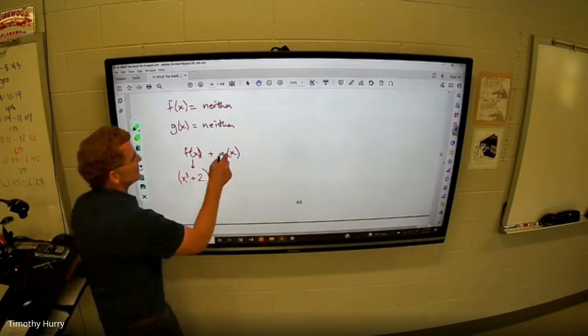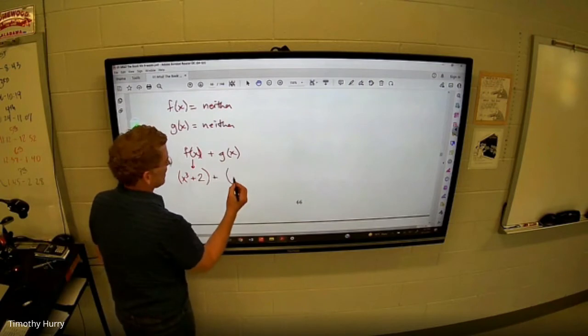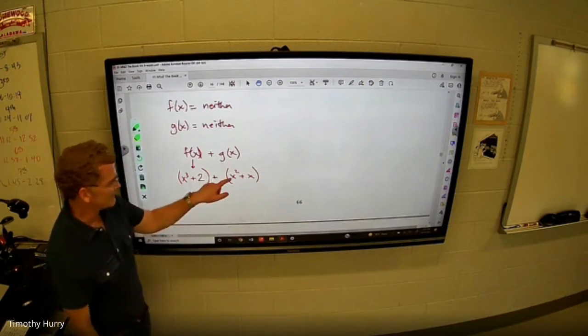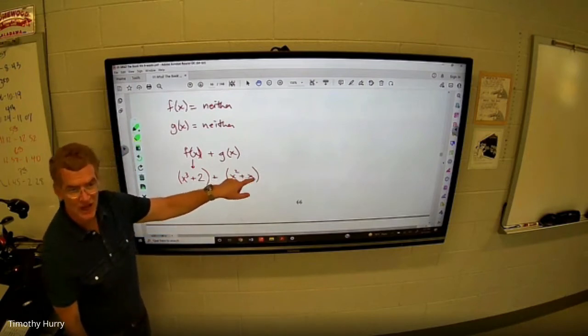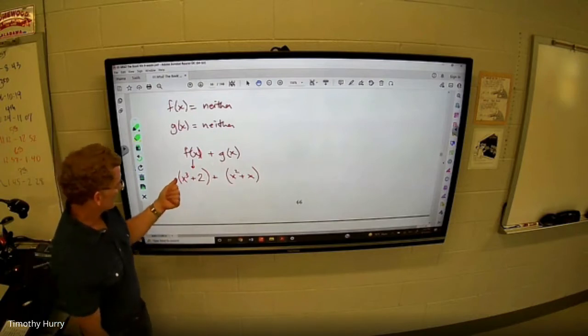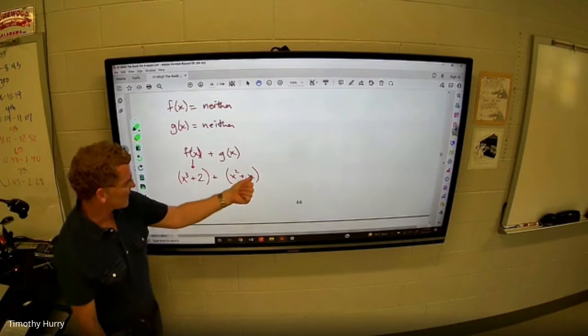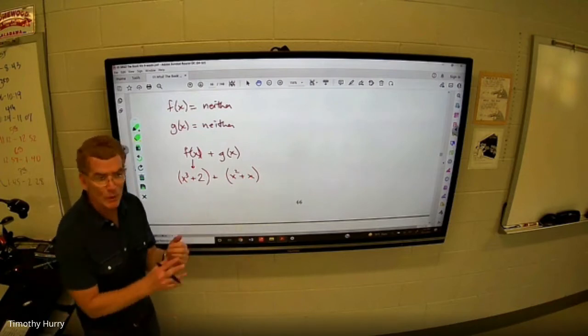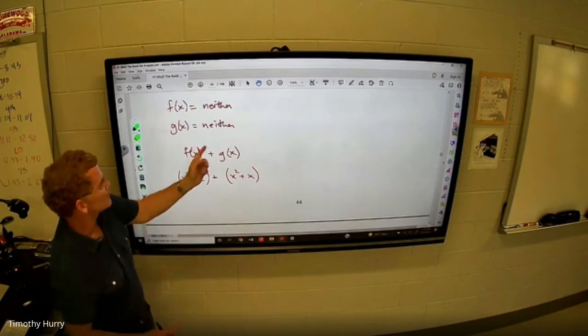Now watch this. What if G is x squared plus x? Is that a neither? Yeah, because you have an even added to an odd. X to the first is odd. Two neithers added together where you end up with what? Odd, even, even, odd. That's totally a neither, isn't it? So there's an example where that's true. A neither plus a neither is a neither.